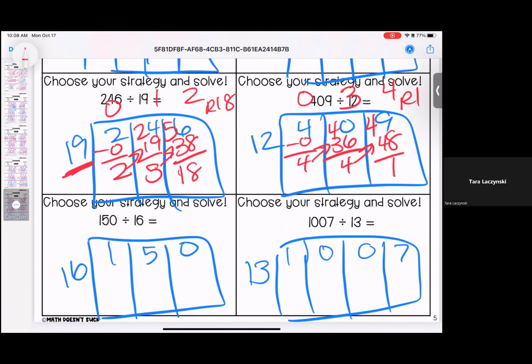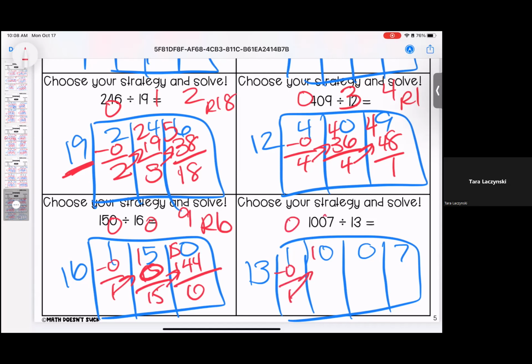Down the bottom, 16 is going to go into not 1, not 15, but 150, it's going to go in 9 times, which leaves me with 144. I have a remainder of 6. And then my last one, dividing by 13. 13 does not go into 1. It does not go into 10. It does go into 100, and it's going to go into 100 7 times, which gives me 91. Bring my 9 next door for 97. It's going to go in another 7 times, leaving me with a remainder of 6.